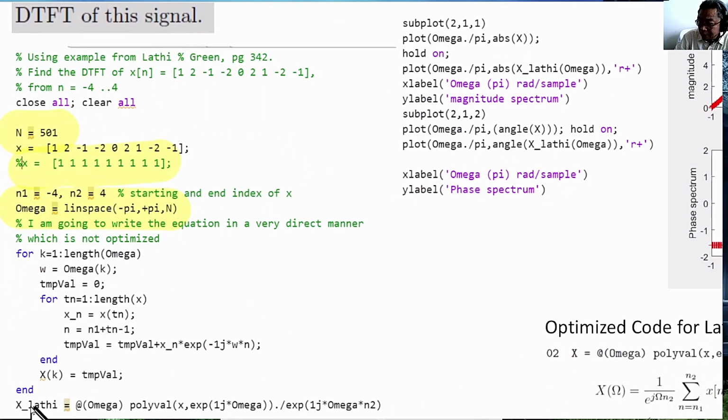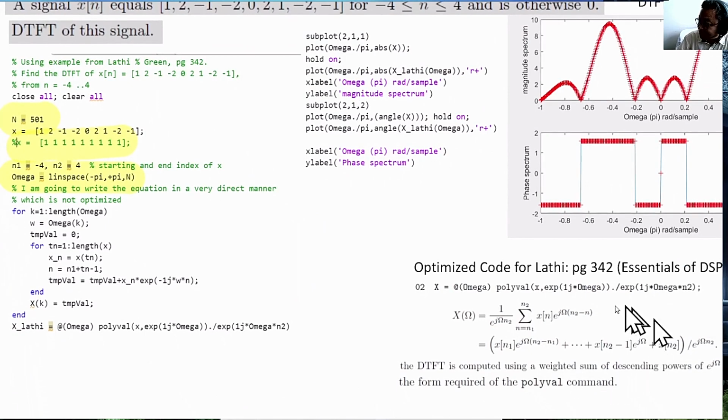Now, check out Lathi's code. Lathi is the author of one of the books, and he does DTFT in a single line. Alright, so this is how the expert does DTFT in a single line.